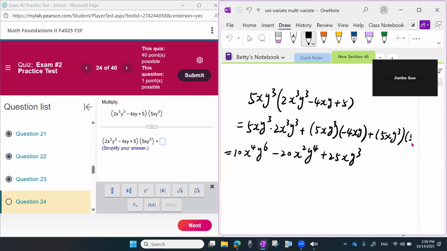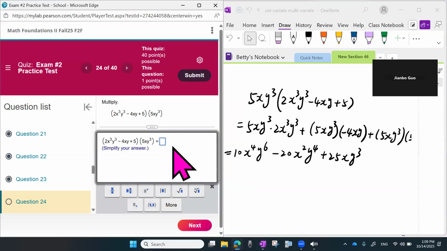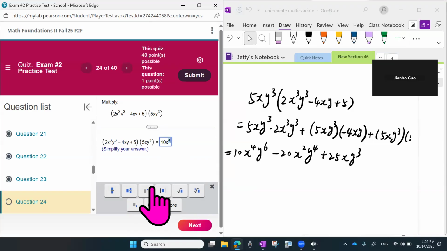Be careful when you enter the result, okay? There's 10x fourth power y to the power 6 minus 20x squared y fourth.